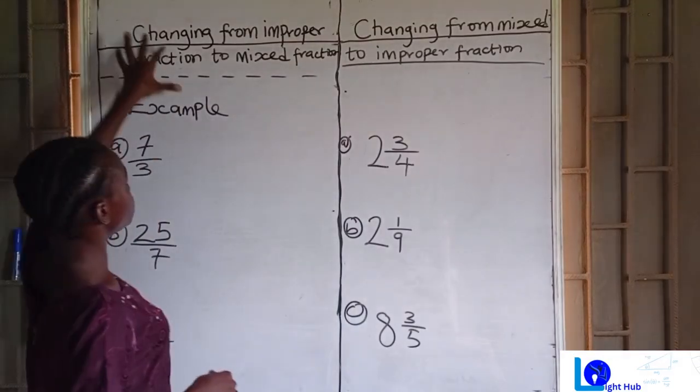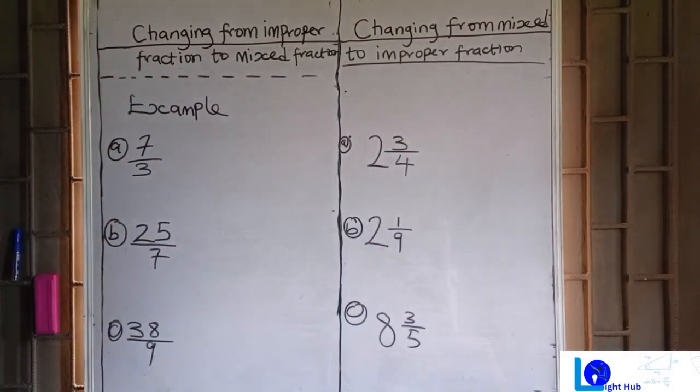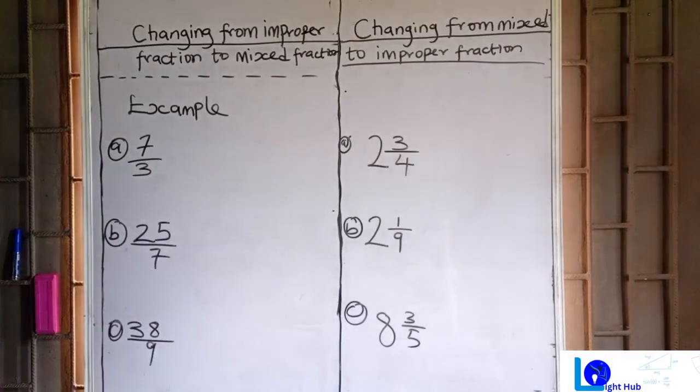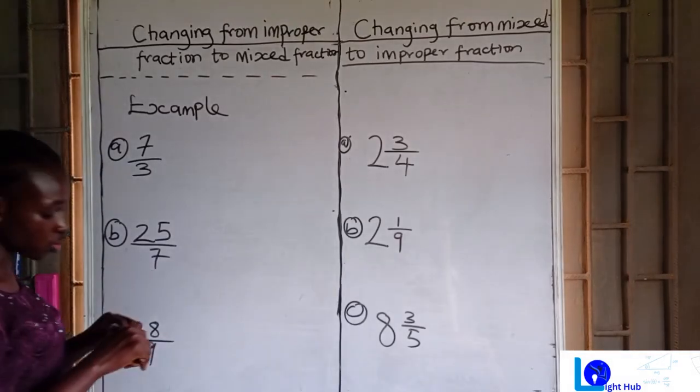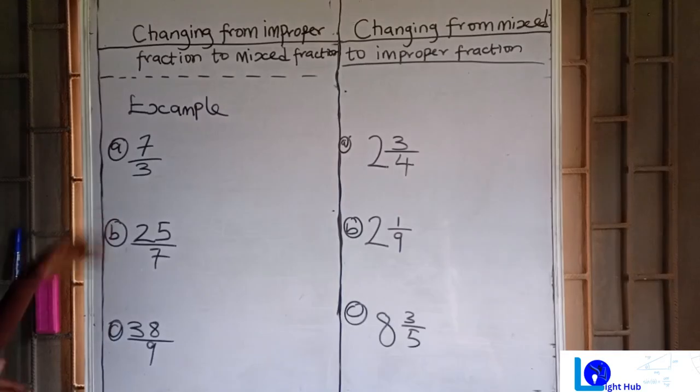So number one, we are doing changing from improper to mixed fraction. As you can see these numbers here, you can see that the numerators are bigger than the denominators. So we are going to be changing them to mixed fraction. Changing this to mixed fraction, the denominator divides the numerator.